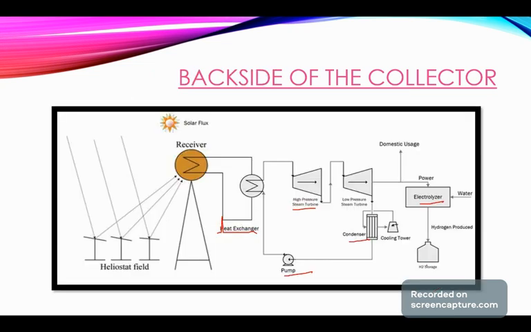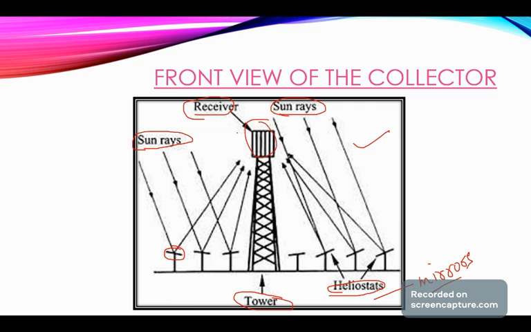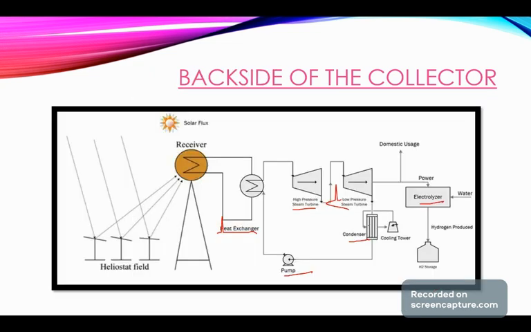So this is the back side of the collector. Up to the receiver we saw in the first diagram. Now, at the back side of the receiver, what things are there, we are going to see. So we have the heat exchanger, the pump, the condenser, the cooling tower, and the electrolyzer. These are all used to produce electricity and supply it to those in need.